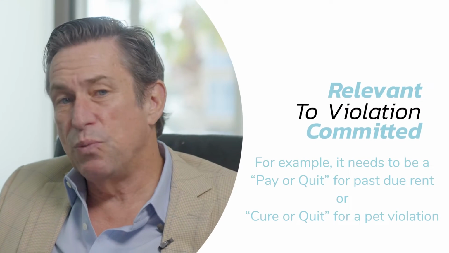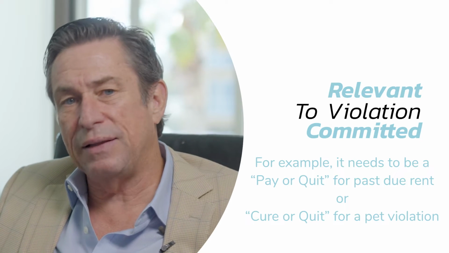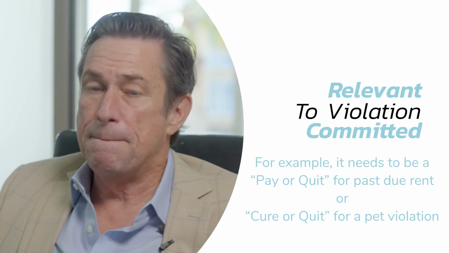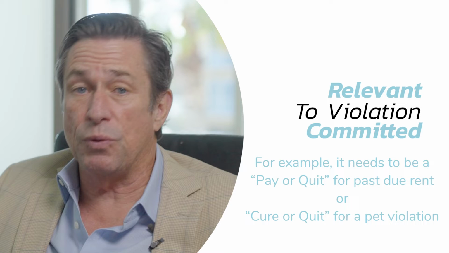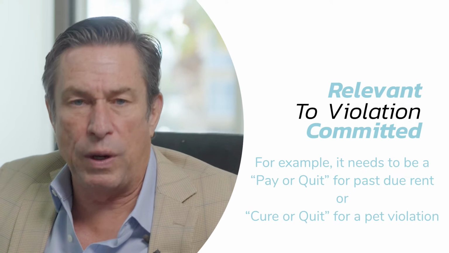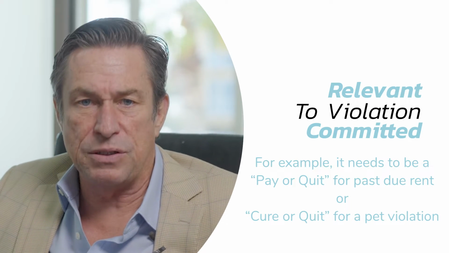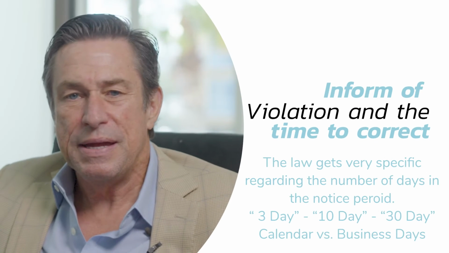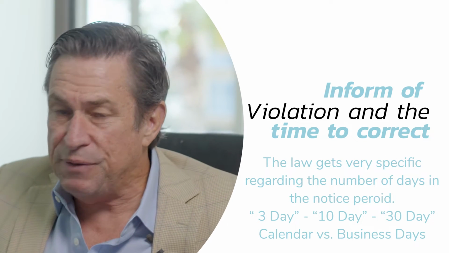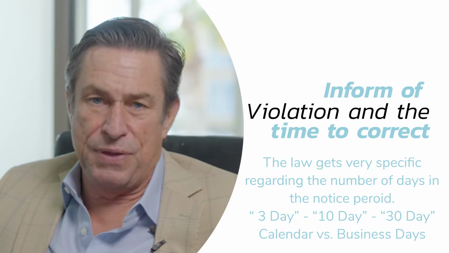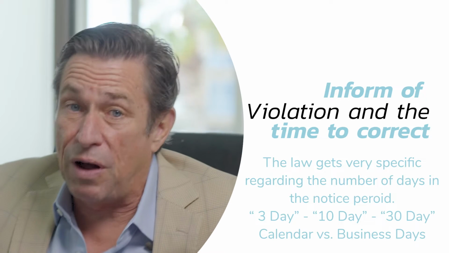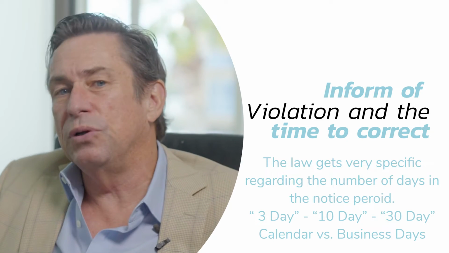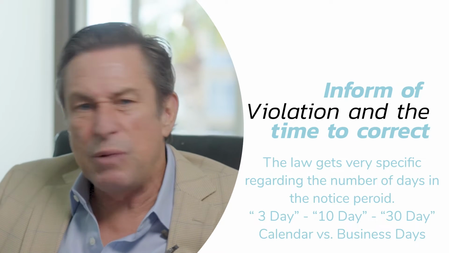So to be effective, you need A, it must be relative to the violation committed. So pay or quit for someone behind in their rent, or a cure or quit for some other sort of violation. B, it must inform them of the specific violation and give them the proper time frame to make good on it. So this can get real complicated, or I should say real specific.